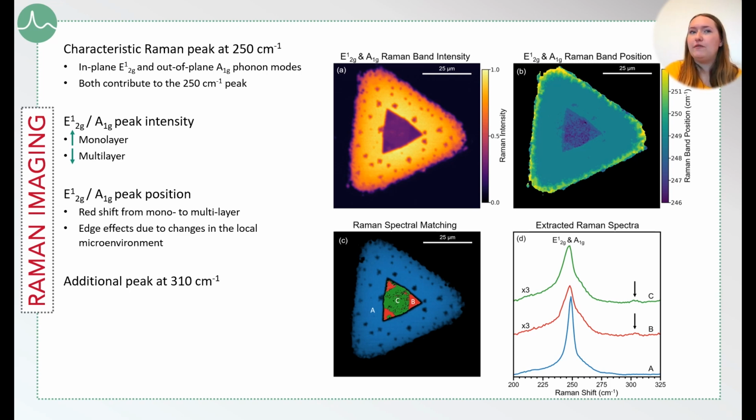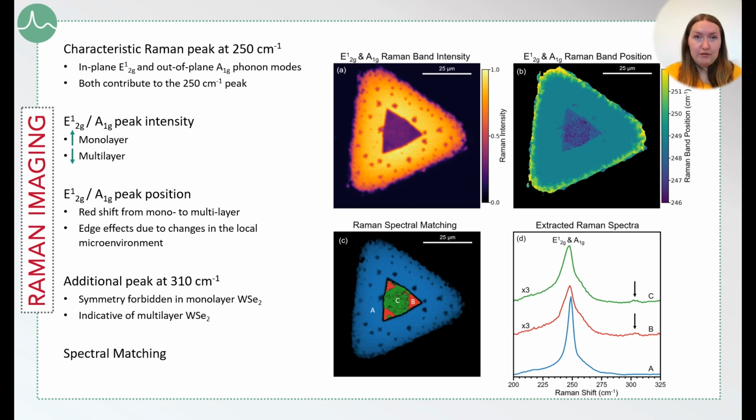Another interesting spectral feature of the tungsten diselenide is the emergence of an additional peak at 310 wave numbers. This peak is actually symmetry forbidden in monolayer crystal, and therefore it is another indication that we have multi-layered tungsten diselenide present.